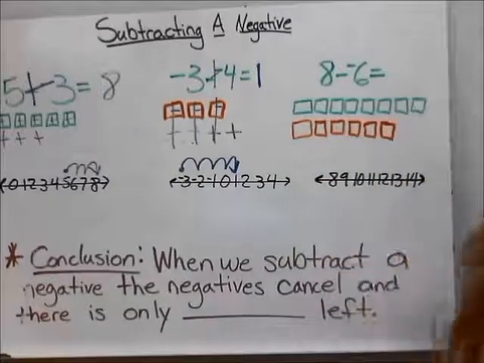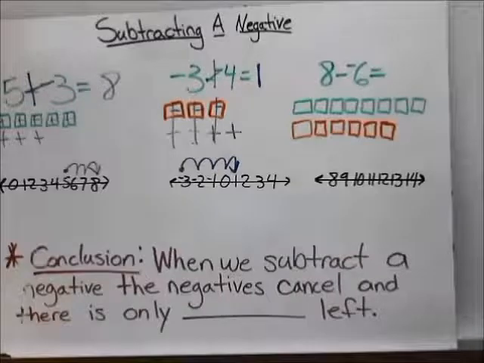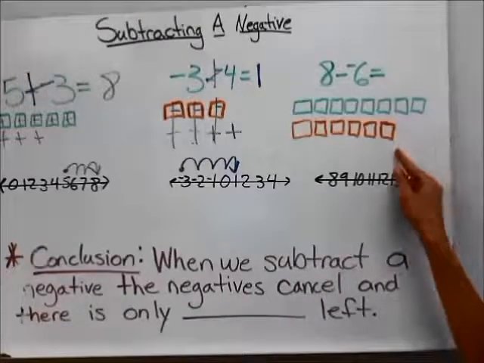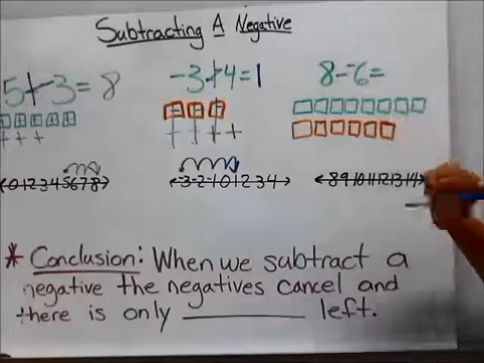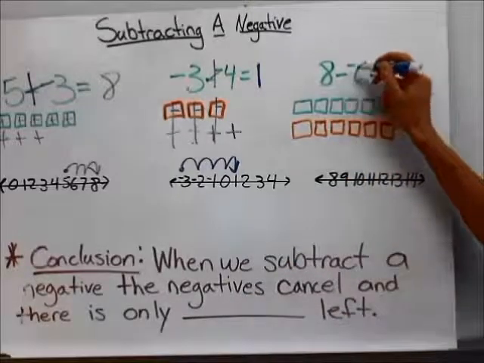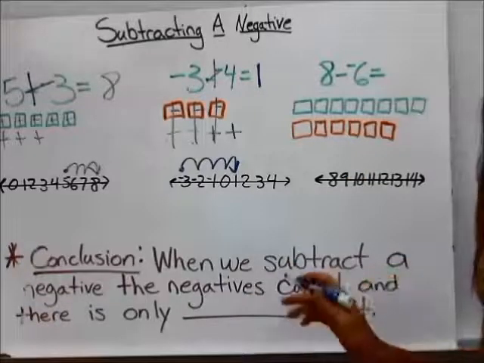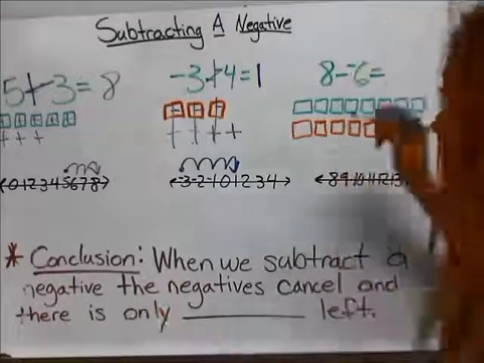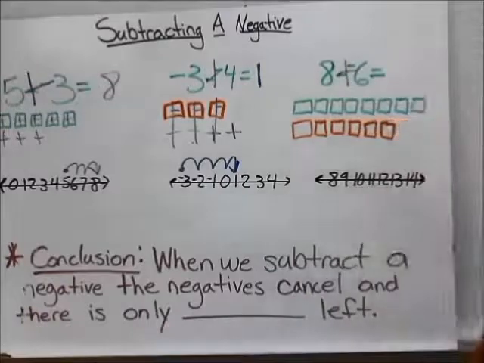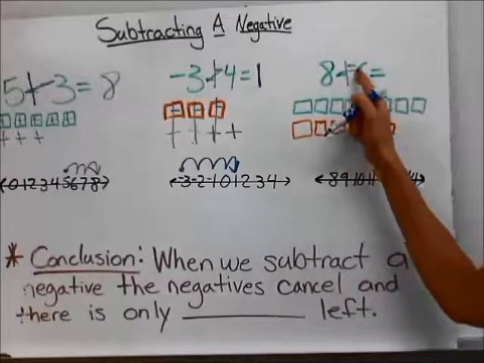All right, last one. 8 minus a negative 6. So I have 8 positive chips and 6 negative chips. Again, I'm subtracting a negative. That means take away the negative. When you see a subtraction sign and a negative sign side by side like that, you can just go ahead and turn them into a plus sign. It's addition. It's 8 plus 6 because you're taking away the negatives.